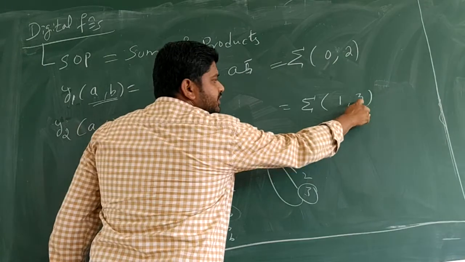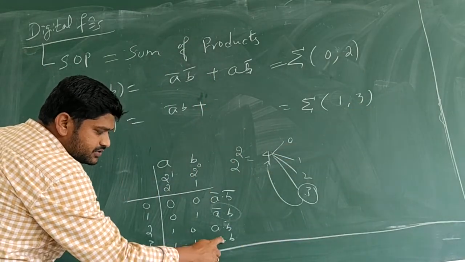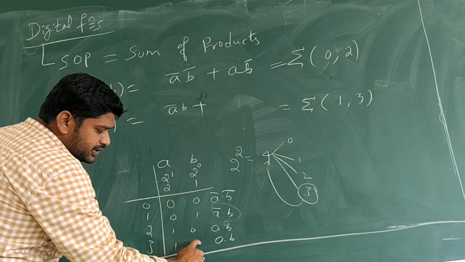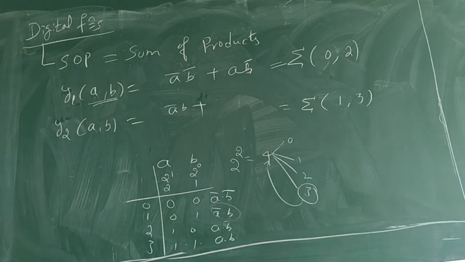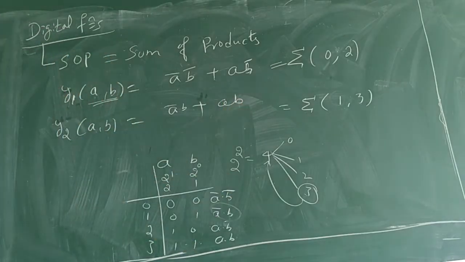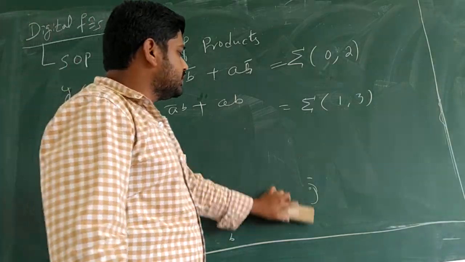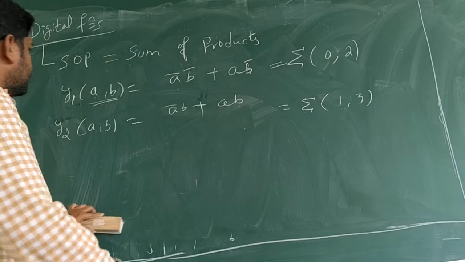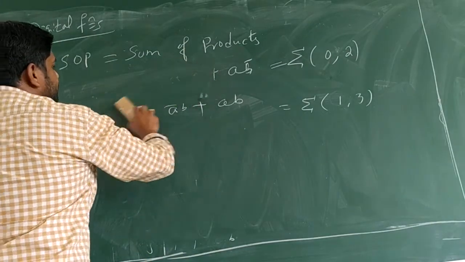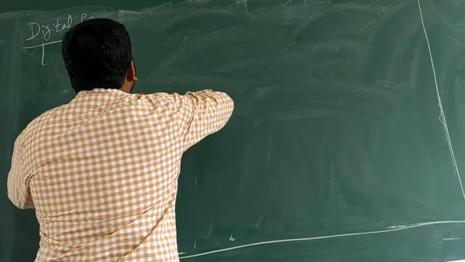What is the next term given? 3. 3 means what? 1, 1. 1, 1 means A is 1, B is 1. If a variable is 1, don't use complement. So hence it is AB. Okay. So now in this small concept, we have seen how to convert a digital function into the terms. Okay. So let me take a higher order function in SOP.